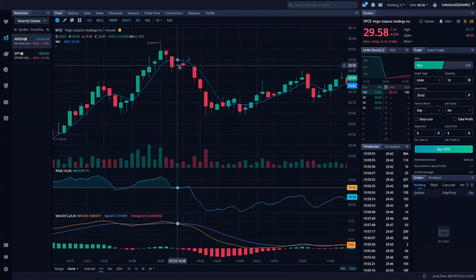the bulls barely won, but the bears clearly won. So what does that mean? That means right now there's more selling pressure than there is buying pressure. You have to interpret these candlesticks for what they really are. It's like a scale of supply and demand, who's buying and who's selling.